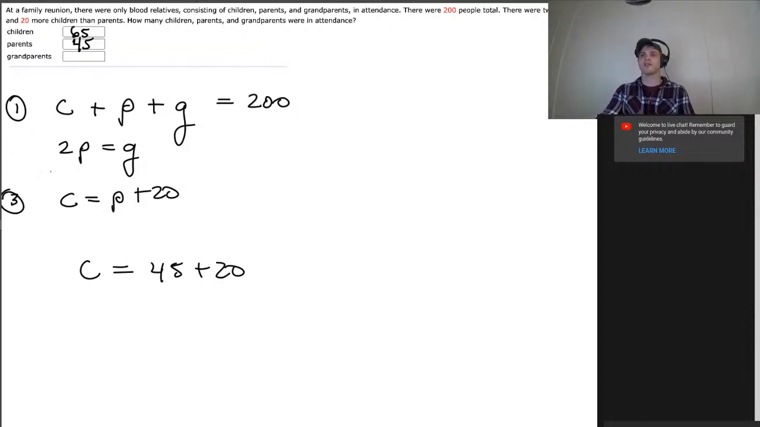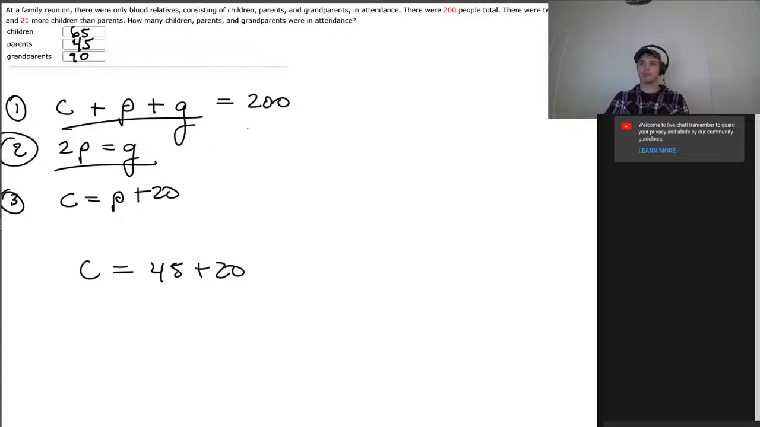And then there's a lot of grandparents. Also, from equation 2, we should be able to get grandparents. So 2P is 90. And this looks like it doesn't work out. Actually, no, it does. It does work out. This is the check here: 65 plus 45 plus 90 is equal to 200. So everything worked out. I think that this is a bad problem.